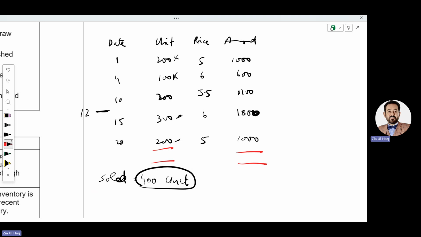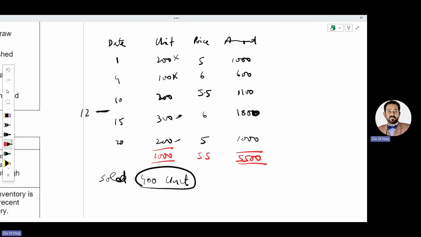1000 plus 600, 1600 plus 1100, 2700 plus 1800, 4500 plus 1000, 5500. What's the total of units? 345 plus 38 plus 2, 1000. Now we will calculate the average price. 5500 divided by 1000, 5.5.